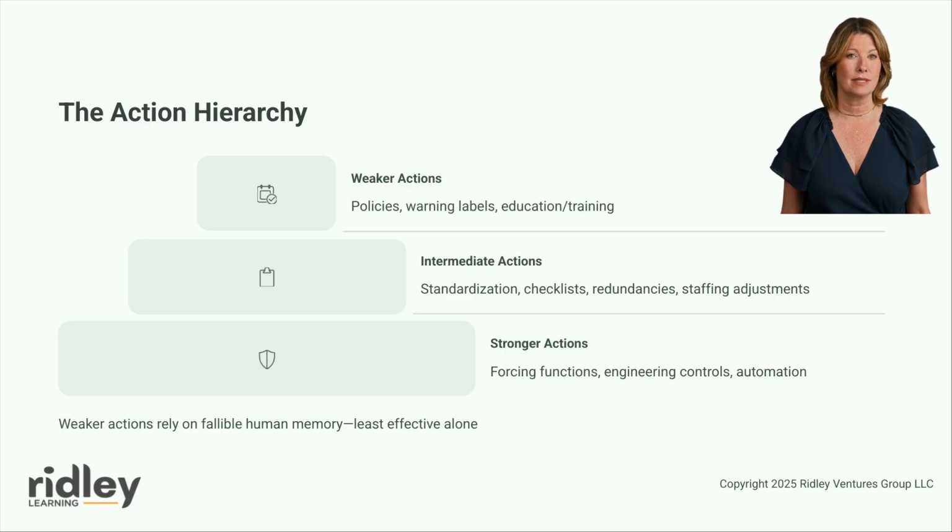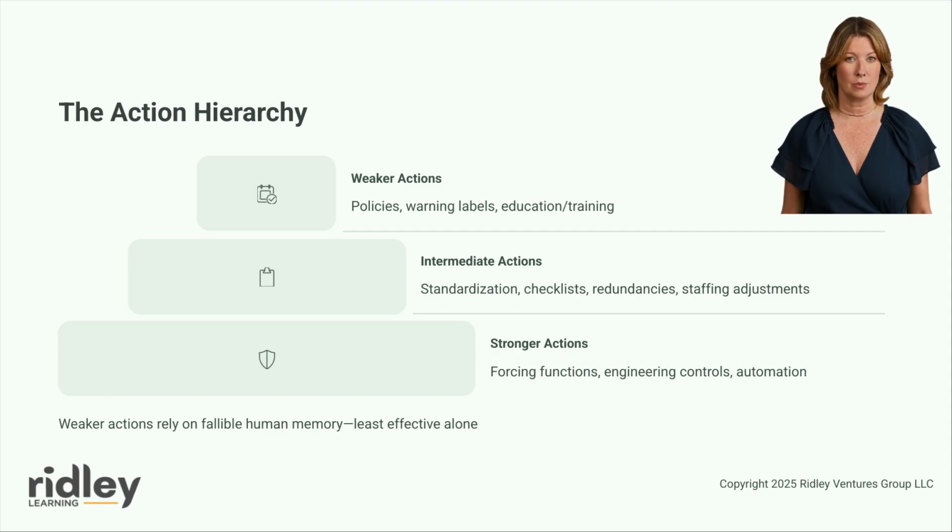Intermediate actions are in the middle of the hierarchy. The first type is simplification and standardization. A clinical example would be standardizing to a single concentration for heparin infusions throughout the hospital. The second type of intermediate action is checklists, reminders, and redundancies. Clinical examples would be using a preoperative checklist or requiring an independent double check for insulin doses.